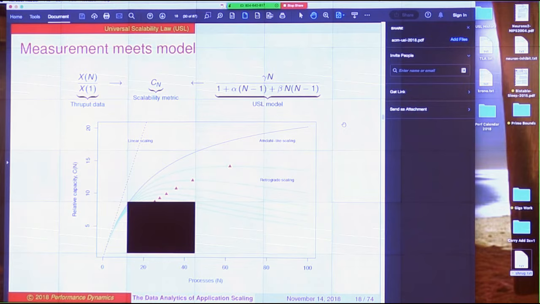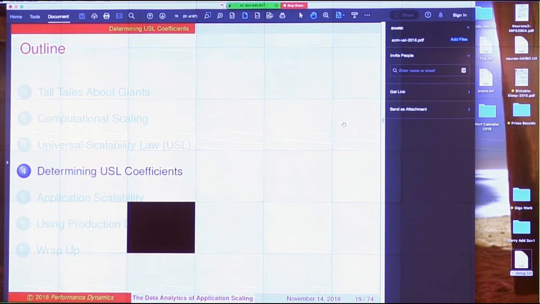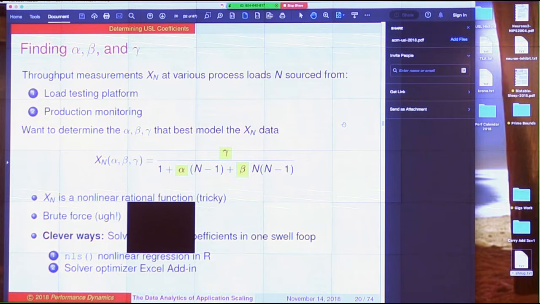The next piece that I need to look at is how to determine these coefficients themselves. There are many different ways of going about this, but the two primary ways are that I can get my throughput measurements at various process flows, maybe from a load testing platform, which is typically what people doing performance engineering do. In fact, it's quite straightforward to use that data, because all I need is your throughput values, and the load measurement tools already automatically collect and calculate that number for us. The other possibility is to use production data, that is, a system that is actually running live. You can do that too.